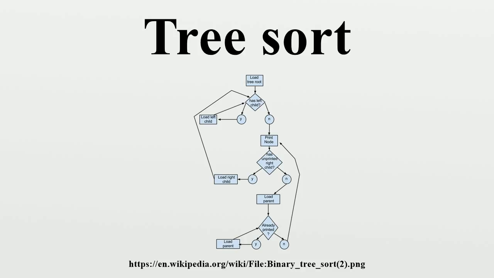When using a splay tree as the binary search tree, the resulting algorithm has the additional property that it is an adaptive sort, meaning that its running time is faster than O(n log n) for inputs that are nearly sorted.